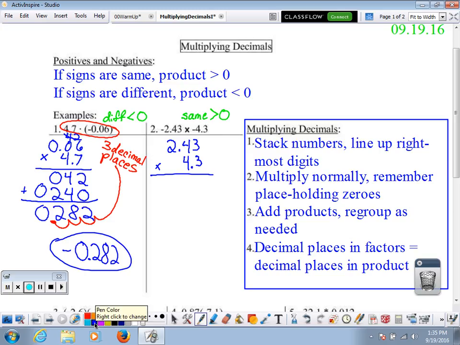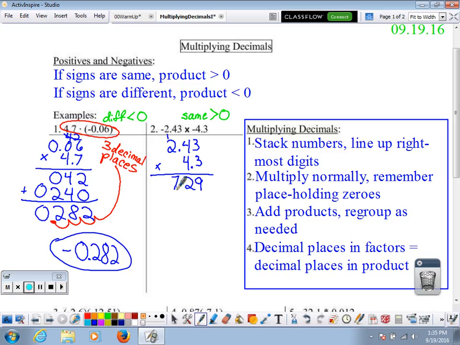Okay, and I've got them stacked, with the rightmost digits lined up. Now it's time to multiply normally. Okay, so we'll just go through and we'll do the multiplication. So Braden, help me out here. 3 times 3? 3 times 4? So I'll write the 2 and I'll put the 1 up here. 3 times 2, and then one more?